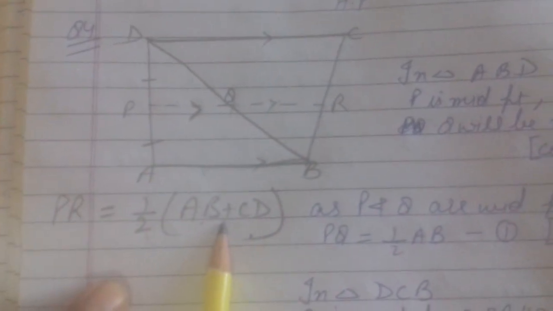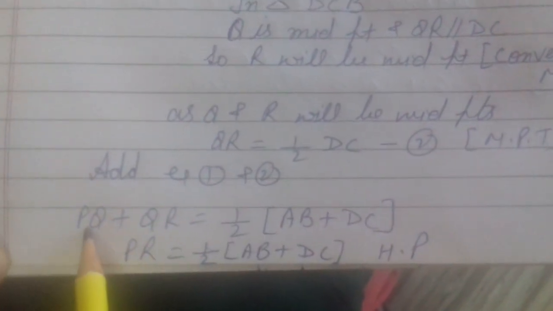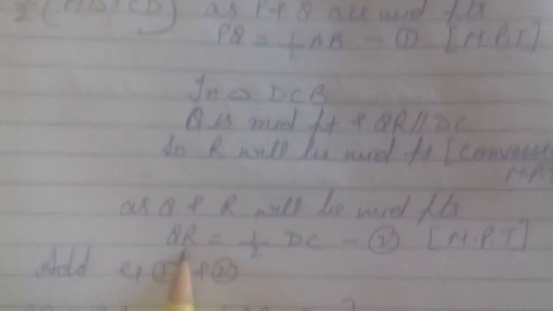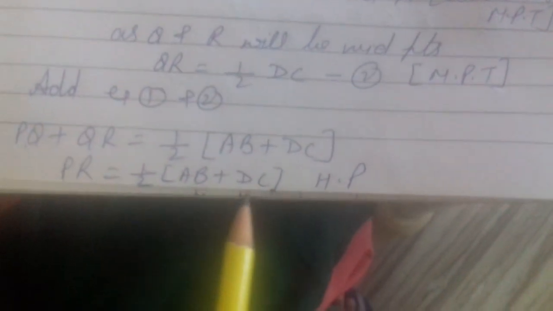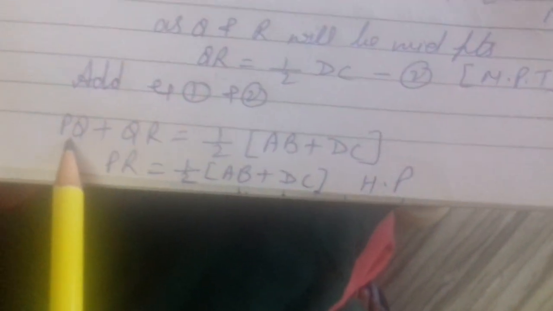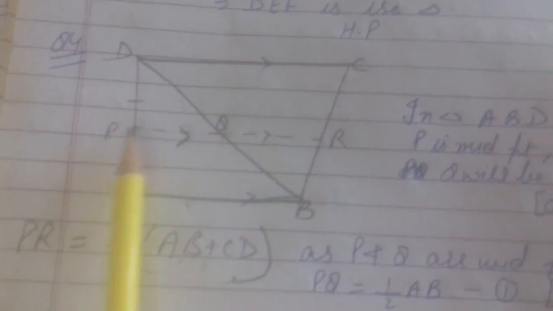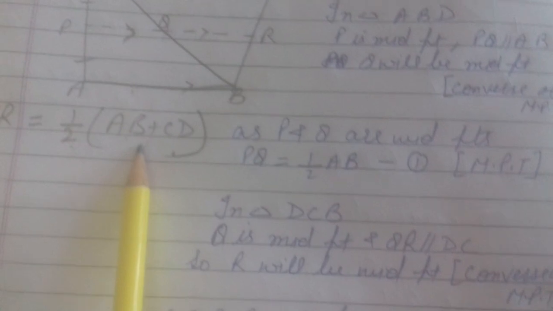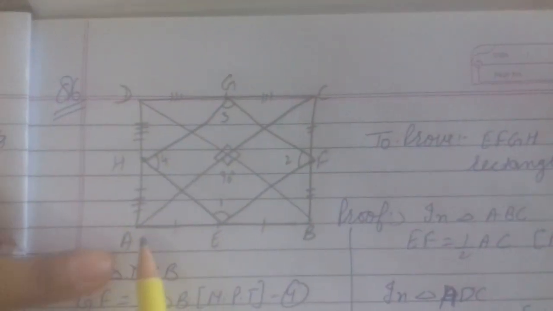Now you can see the demand of the question. I need to add. So add equation numbers 1 and 2. If you add, what you will get? PQ plus QR equals half AB plus half DC. So half can be taken common. This is the result, and from the figure you can see what PQ plus QR is: PQ plus QR is PR. That's what you have to prove. Hence proved.